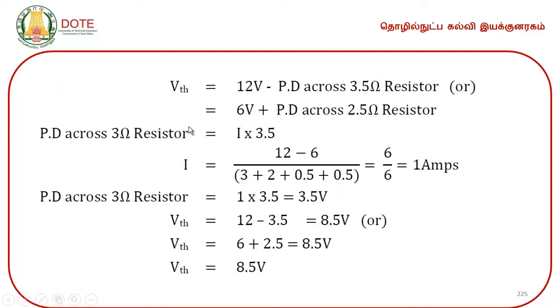So, the potential drop across the 3.5 ohms resistor is I into 3.5. So, I is equal to 1 ampere. So, the potential difference across the 3.5 ohms resistor is equal to 1 into 3.5, which will yield you 3.5 volts. So, VTH is equal to 12 minus 3.5, so 8.5 volts. So, the first parameter of Thevenin's theorem is obtained.